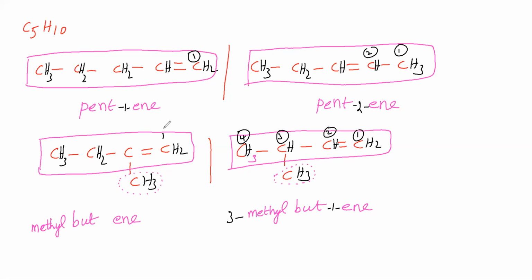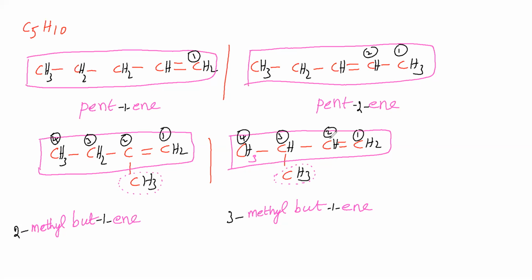Here numbering: first carbon, second carbon, third carbon, fourth carbon. Now the double bond is present between first and second, therefore the double bond position we have taken as 1. The methyl position is second. Okay, like this we can say the name.